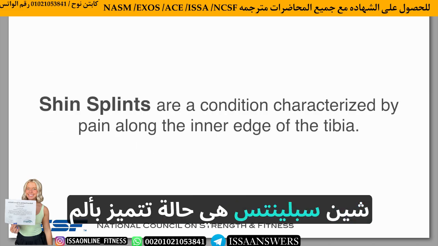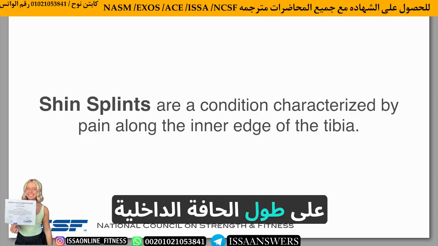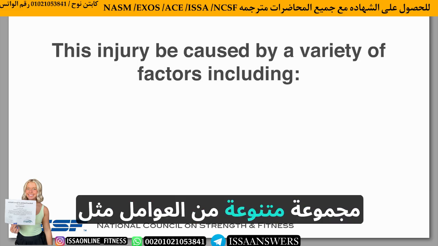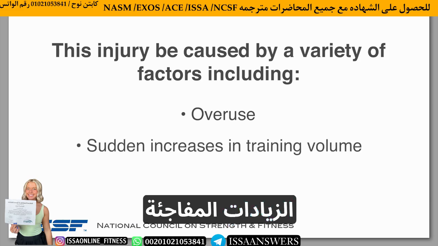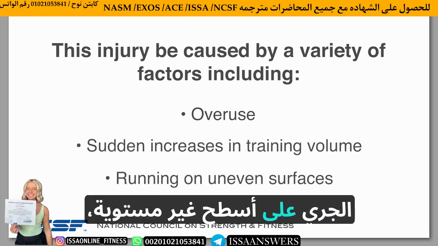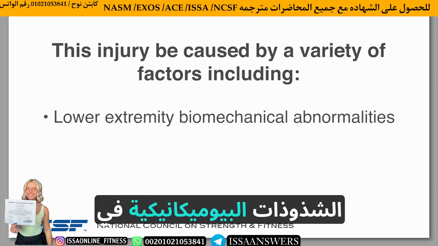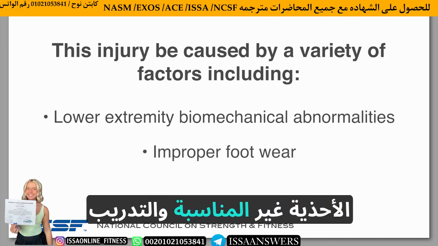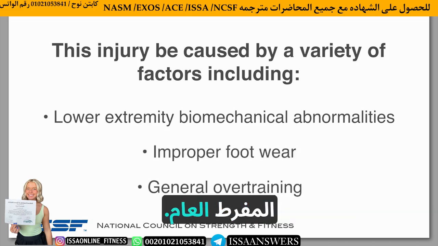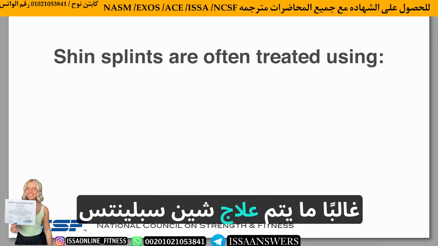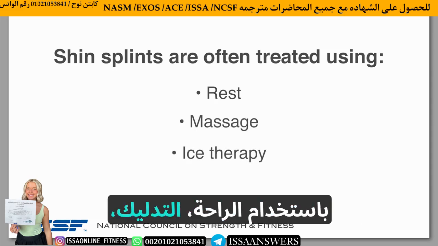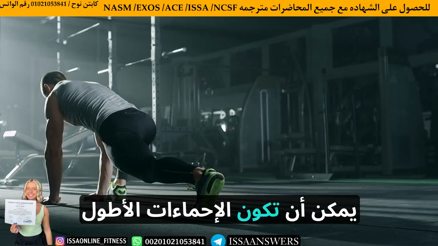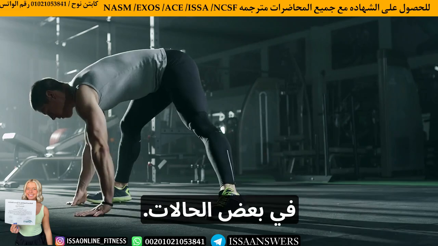And finally, shin splints are a condition characterized by pain along the inner edge of the tibia. This injury can be caused by a variety of factors including overuse, sudden increases in training volume, running on uneven surfaces, lower extremity biomechanical abnormalities, such as a limb length discrepancy, improper footwear, and general overtraining. Shin splints are often treated using rest, massage, ice therapy, and stretching or strengthening of the lower leg. Longer warm-ups and improved footwear can be effective for some cases.